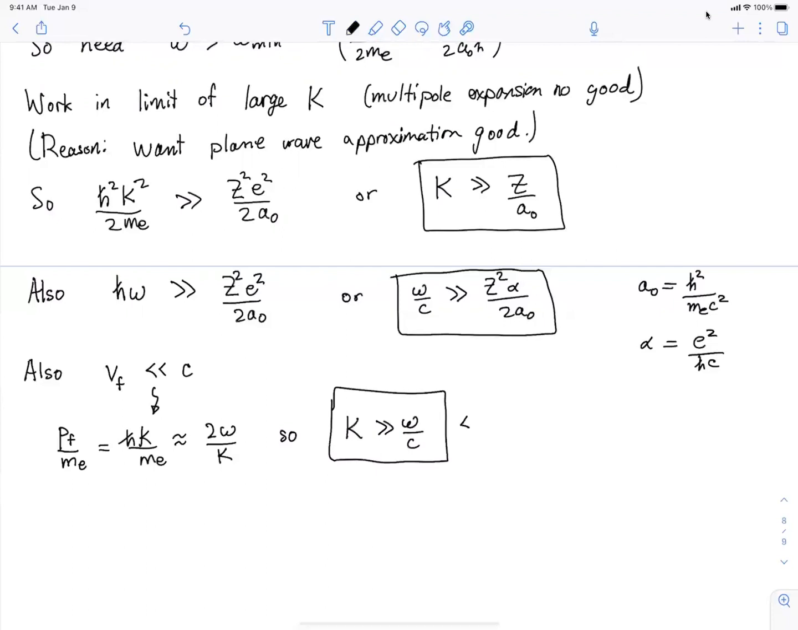Okay, and the main reason that that's useful is that it's telling us we can neglect spin. So remember, the term in the perturbation that had spin in it was K cross S, which is omega over c. This is the K of the photon. And so that omega over c we've just learned is small compared to the momentum of the final state.